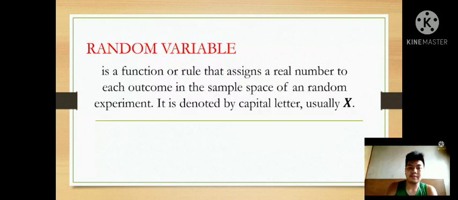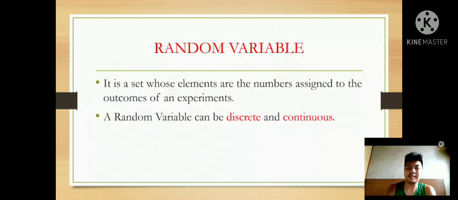Random variable is a function or rule that assigns a real number to each outcome in the sample space of a random experiment. It's denoted by a letter, usually X. Another definition, it is a set whose elements are the numbers assigned to outcomes of an experiment. Number 2, a random variable can be discrete or continuous.